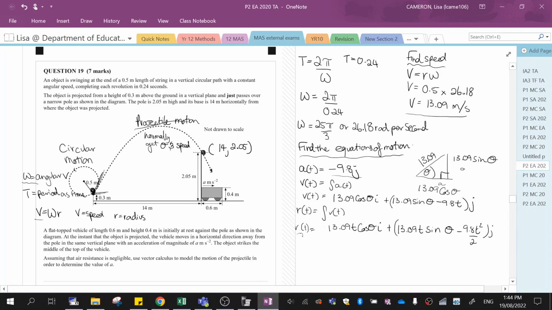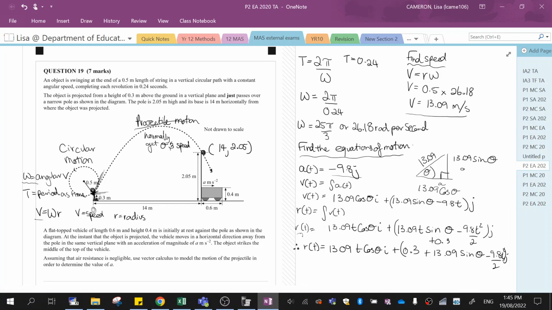Now, that would be fine to leave it like that, but this thing does have some extra context to it. When we're looking here, you can see that this thing starts 0.3 meters above the ground. So this has been shifted by 0.3. The I component starts right on 0 here, so it doesn't need to be adjusted at all for that context, but this second part does. So therefore, our real function here can be represented by 13.09 T cos theta I plus, open bracket, 0.3 plus 13.09 T sine theta minus 9.8 T squared over 2, close bracket, and that's all the motion in the J direction.